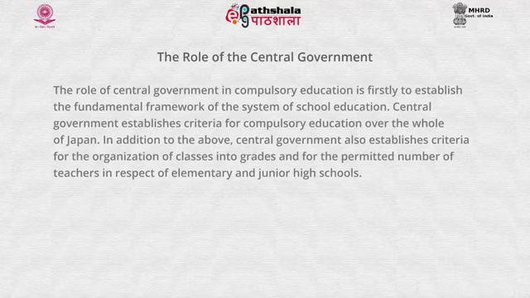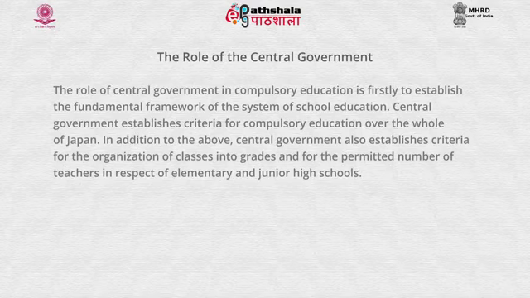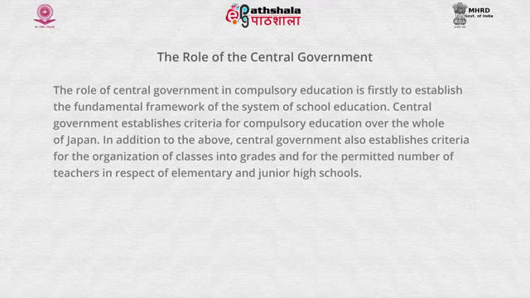Now, we will discuss the role of the central government. The role of central government in compulsory education is firstly to establish the fundamental framework of the system of school education. Central government establishes criteria for compulsory education over the whole of Japan. In addition, central government also establishes criteria for the organization of classes into grades and for the permitted number of teachers in respect of elementary and junior high schools.